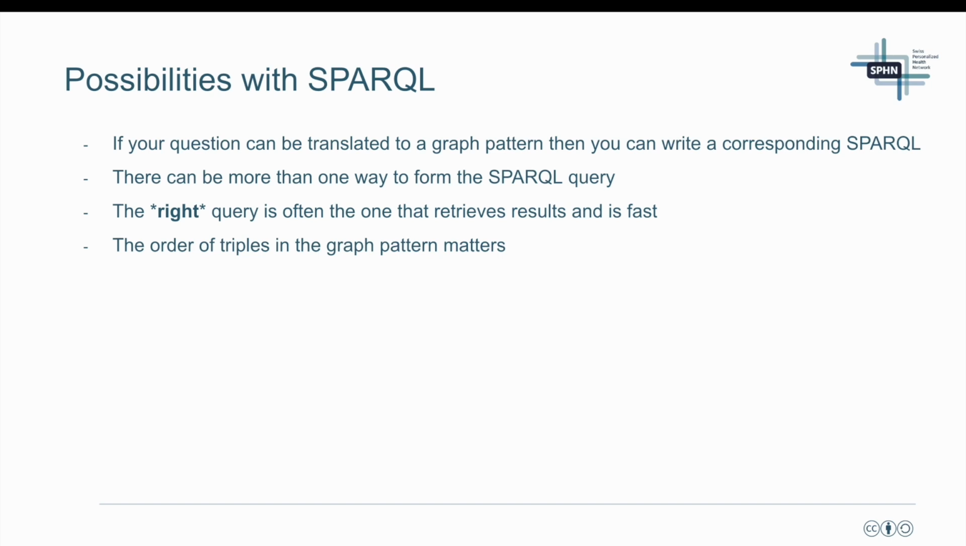Quite often, the right query is the one that retrieves results and is fast in its execution. And the performance of your query depends on the structure of the graph pattern itself. That is, the order of the triples in the graph pattern matters.